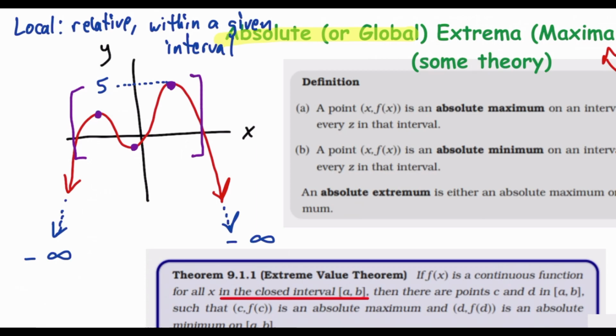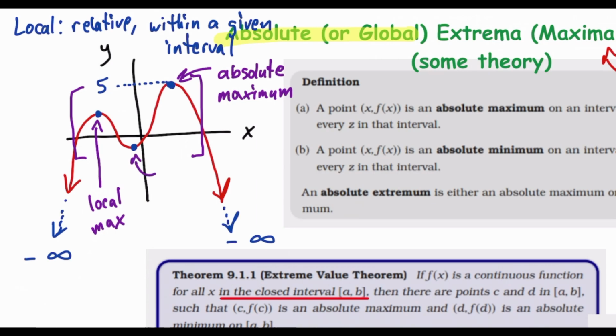So let's label these specifically. This one here is the absolute highest point on our graph, so this is going to be an absolute maximum. And this value right here is going to be a local maximum, and this value right here is going to be a local minimum. There is another way of defining this as well, though. So let's talk about that really quickly.